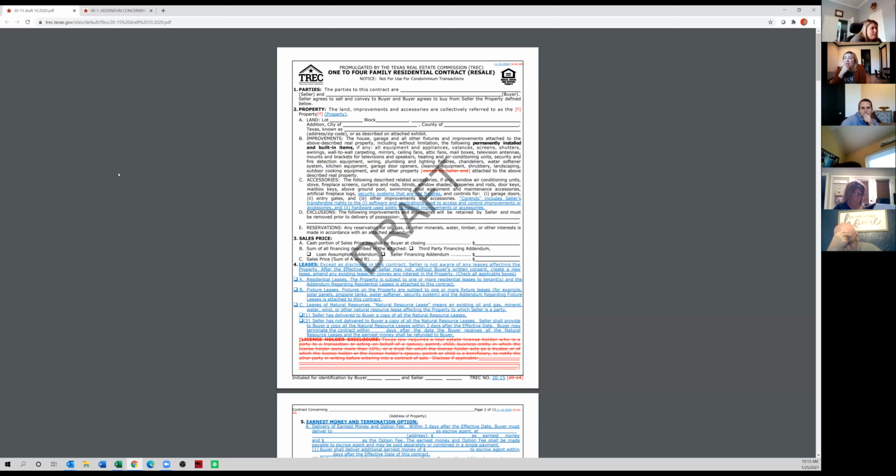And then C1 is seller has delivered to buyer a copy of all the natural resource leases, or C2, seller has not delivered to buyer a copy of all the natural resource leases. Seller shall provide to buyer a copy of all the natural resource leases within 3 days after the effective date. Buyer may terminate the contract within blank days after the effective date the buyer receives all the natural resource leases, and the earnest money shall be refunded to the buyer.